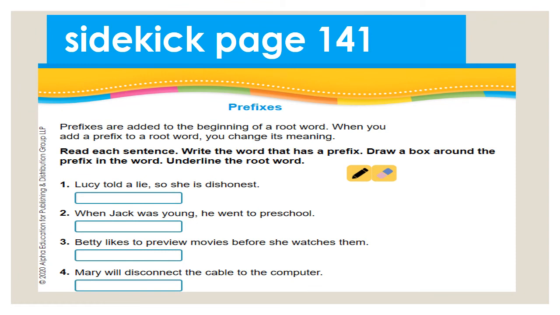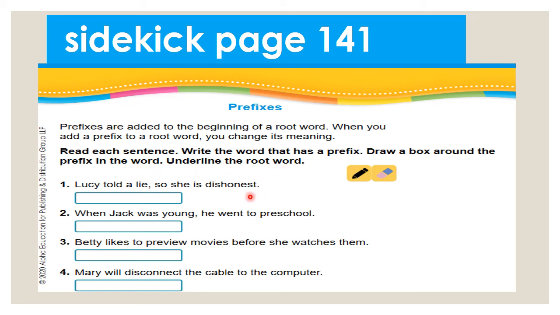Now you open Sidekick page 141 and then write the date. Here, follow me please. You will highlight this part. Prefixes are added to the beginning of a root word. When you add a prefix to a root word, you change its meaning. Okay? Now, the activity is you read each sentence, write the word that has a prefix, draw a box around the prefix in the word, underline the root word.